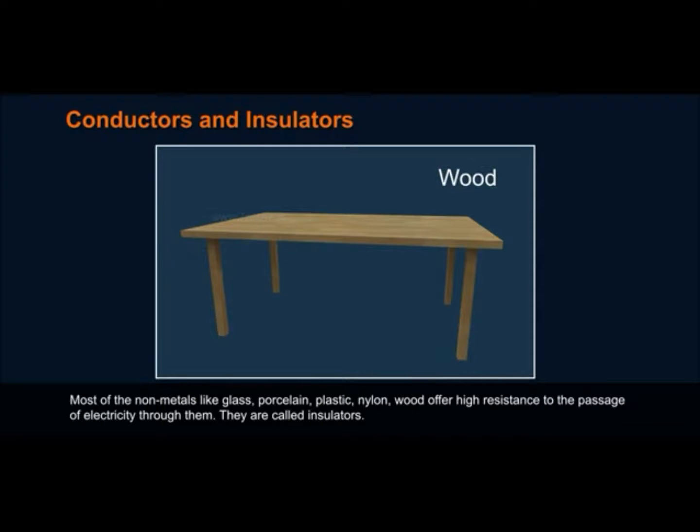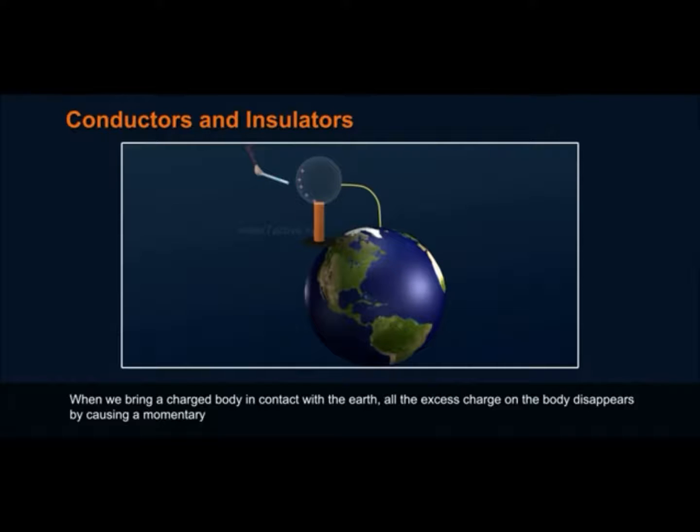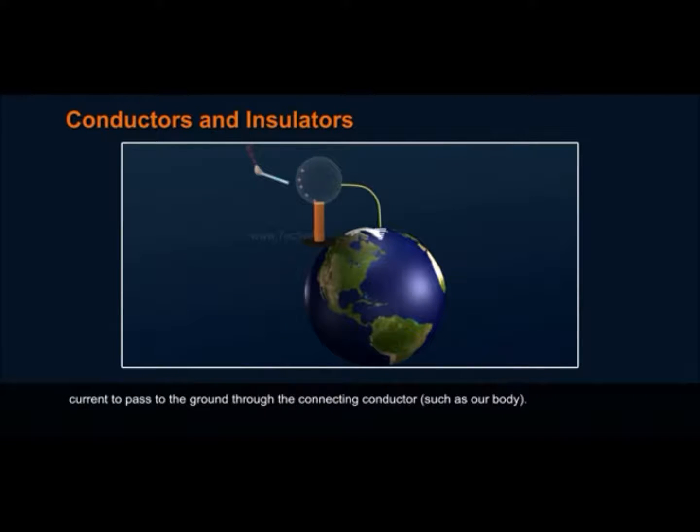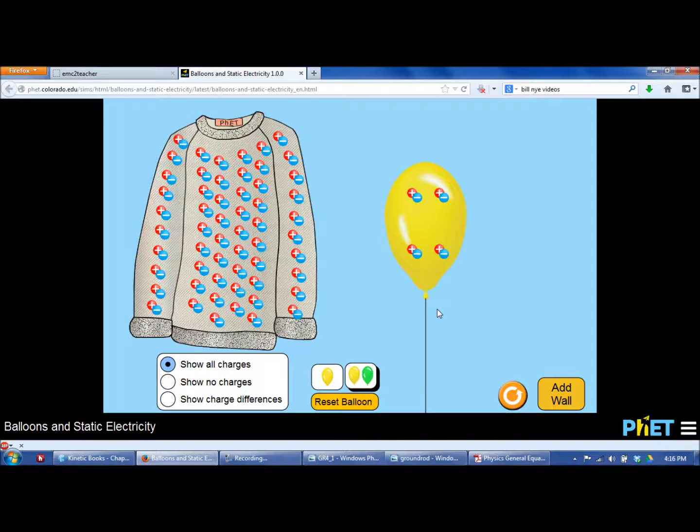They are called insulators. When we bring a charged body in contact with the earth, all the excess charge on the body disappears by causing a momentary current to pass to the ground through the connecting conductor, such as our body. This process of sharing the charges with the earth is called grounding or earthing. Earthing provides a safety measure for electrical circuits and appliances.